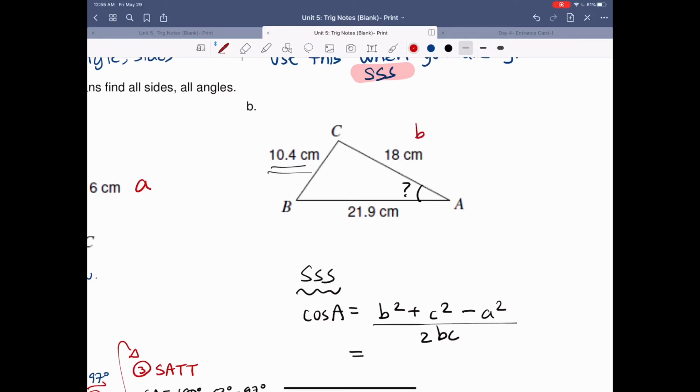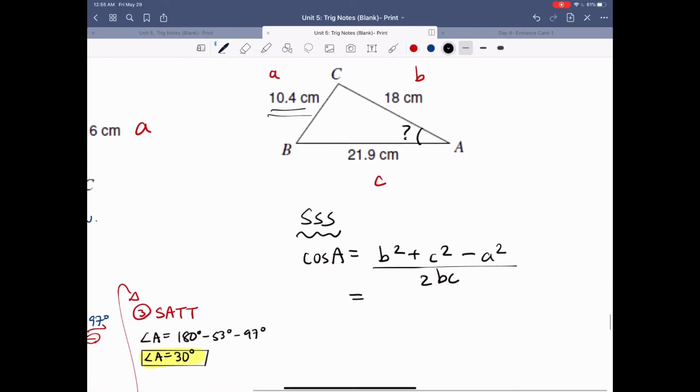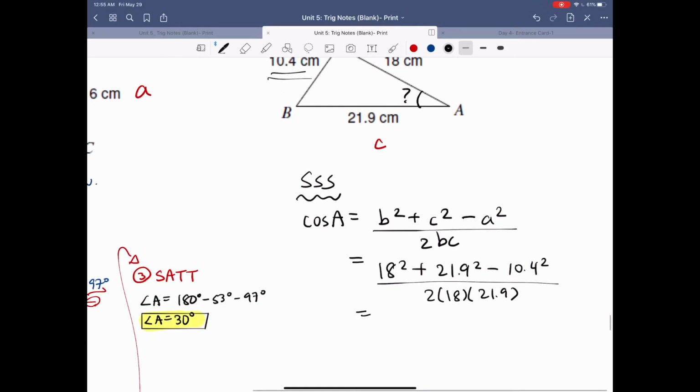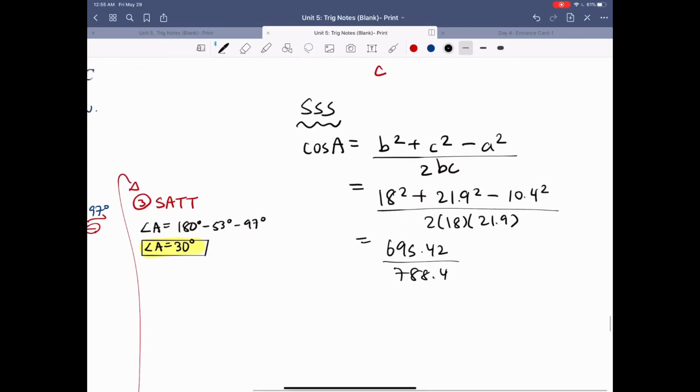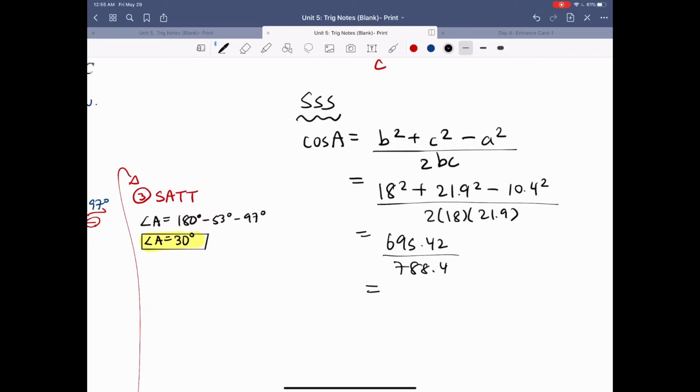For my B value, sometimes it helps to write down what those are. So this is my B because that is opposite of the corresponding angle. That's C, that's A. So I have 18 for B, so 18 squared plus C is 21.9 squared, A is 10.4 squared, divided by 2 times 18 times 21.9. So when we work that out, on the top I have 695.42, on the bottom 788.4, and so what I have is cos A is equal to that.